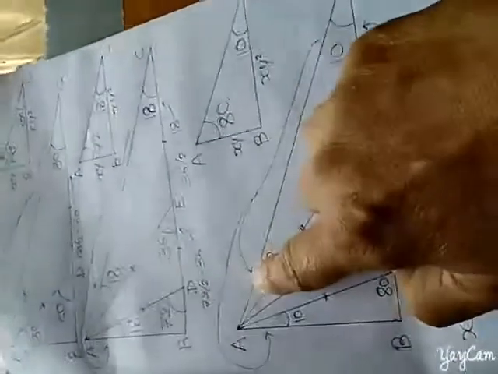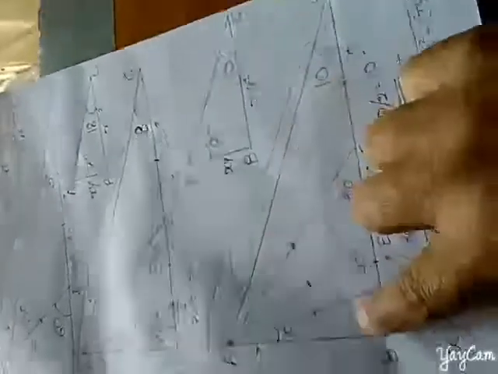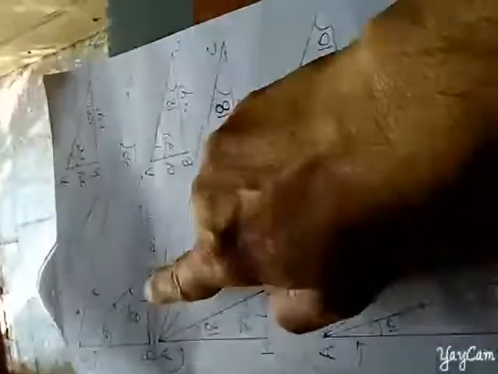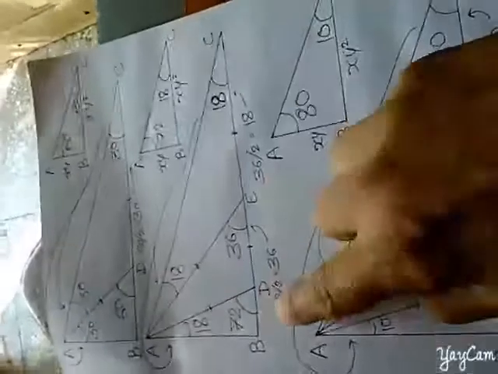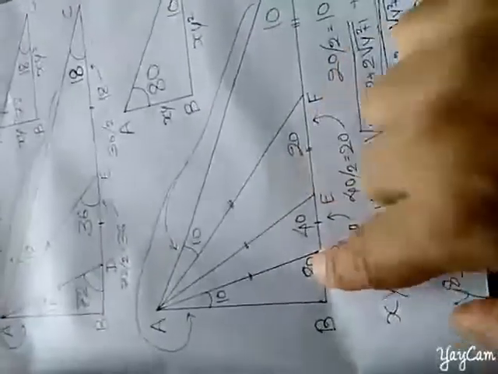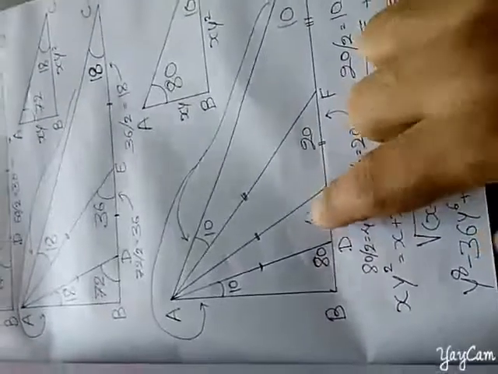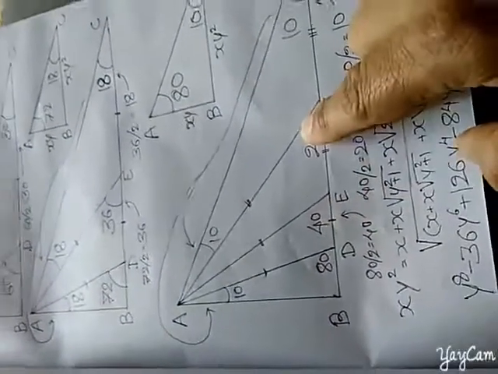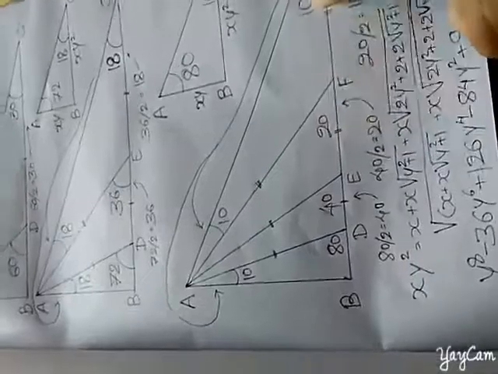It should come here. And all this 80 comes here. And the relationship: 72 divided by 2 is 36, 36 divided by 2 is 18. Here also 80 divided by 2 is 40, 40 divided by 2 comes 20 here, and 20 divided by 2 comes 10 here.